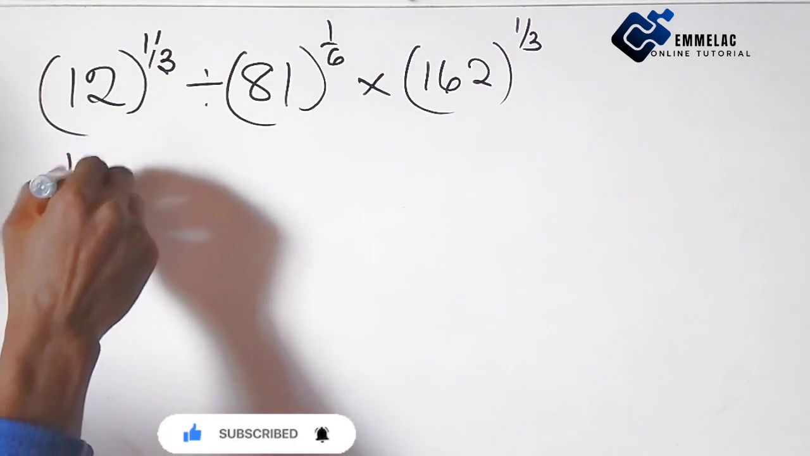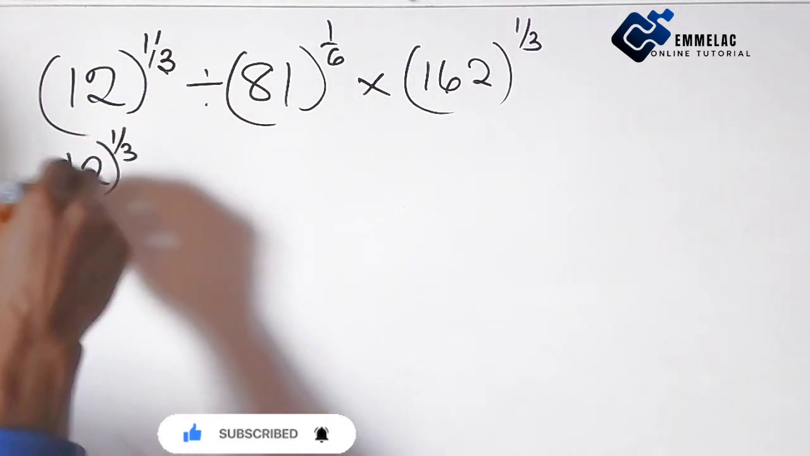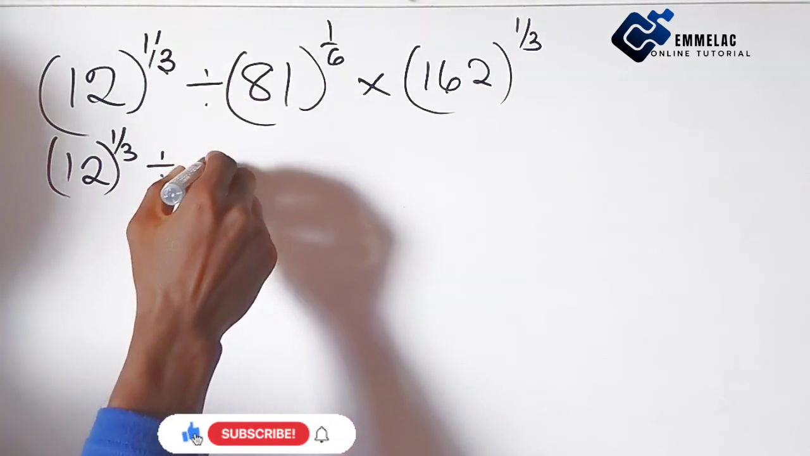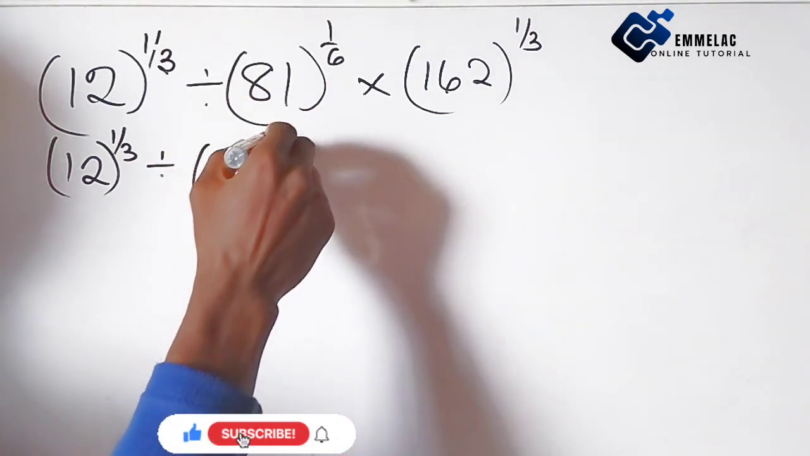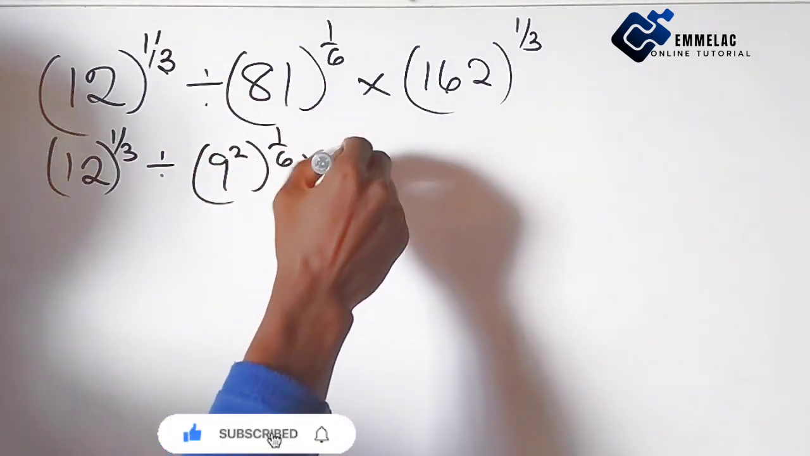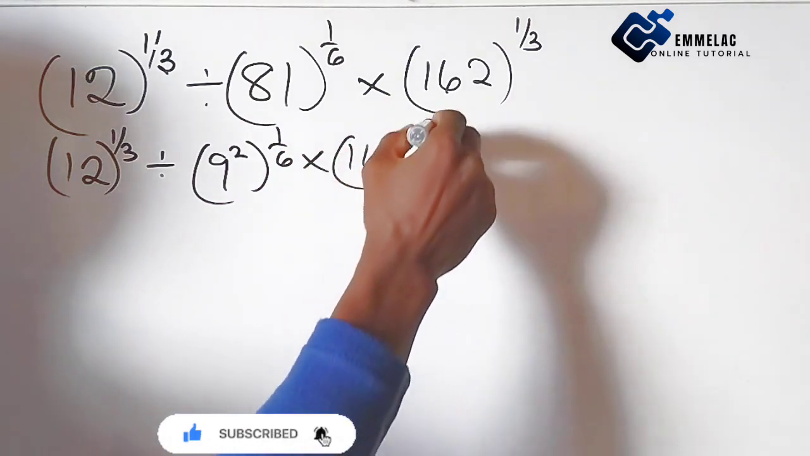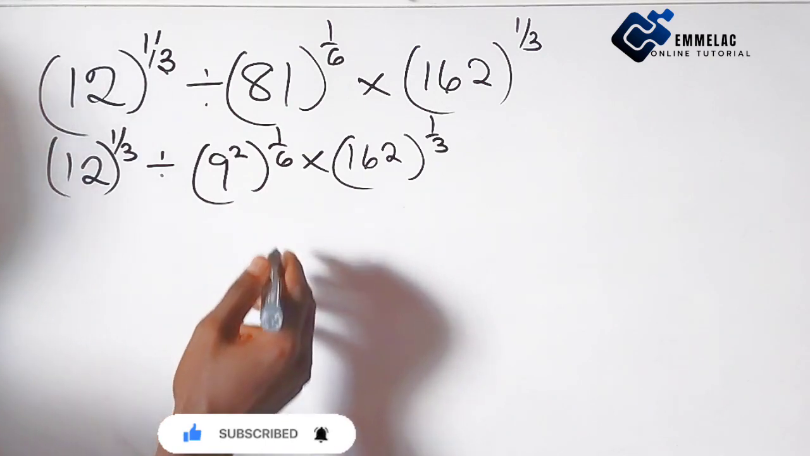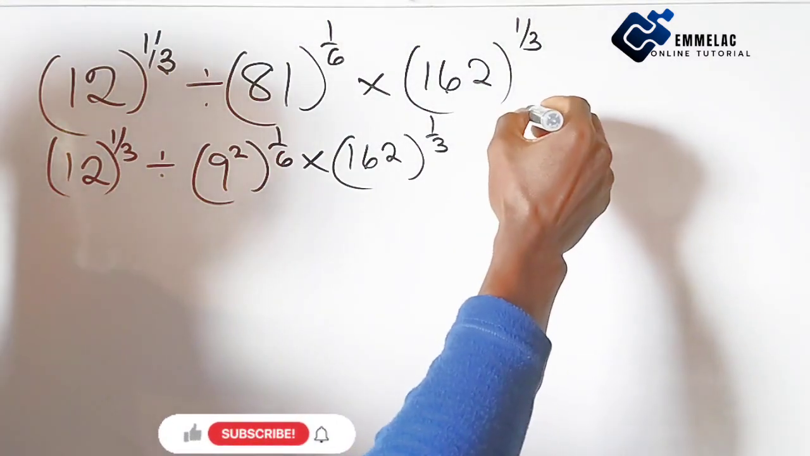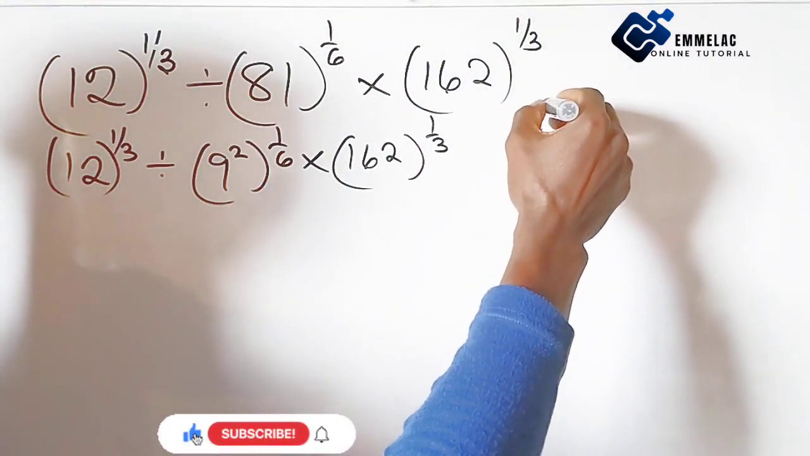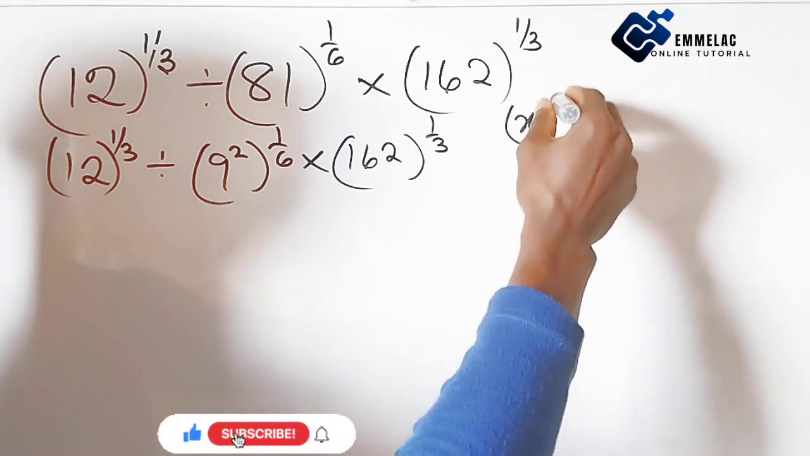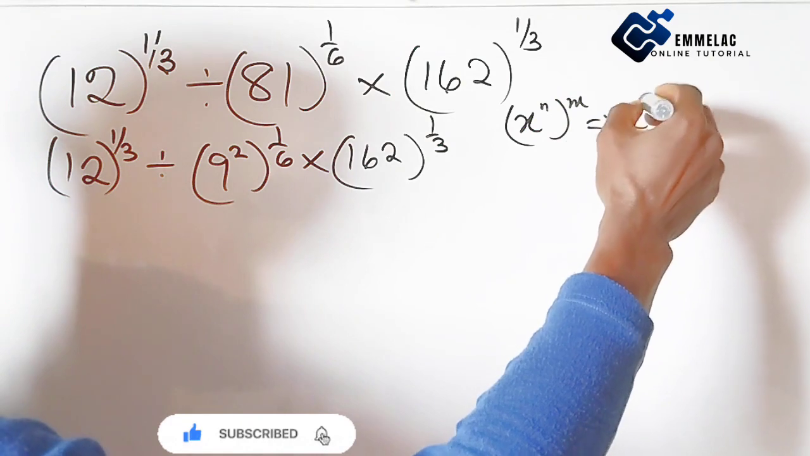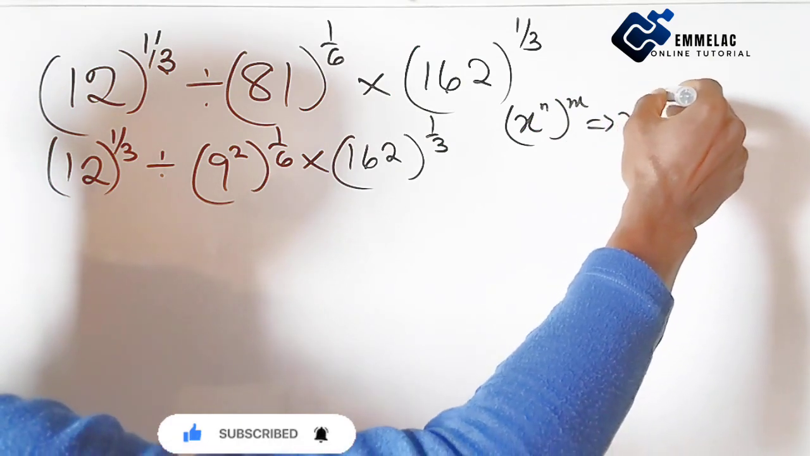So here we have 12 raised to the power of 1 over 3, then divided by, converting this to a base of 9, 9 raised to the power of 2, all raised to 1 over 6, times 162 all raised to the power of 1 over 3. Okay, with this now, from the law of indices that says that x raised to the power of n, raised to the power of m, is the same thing as saying x raised to the power of what? The product of their powers.